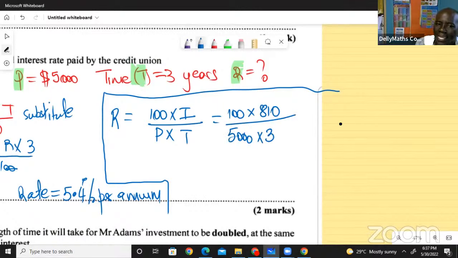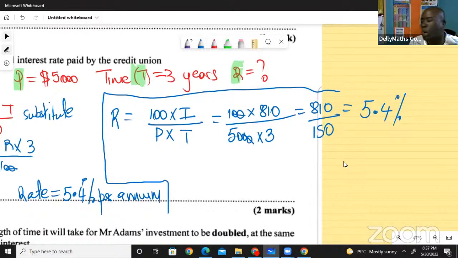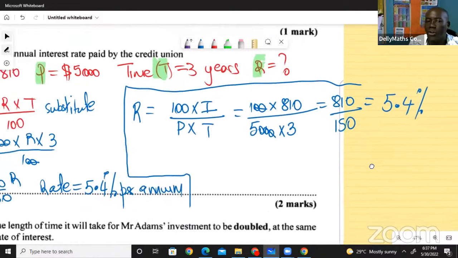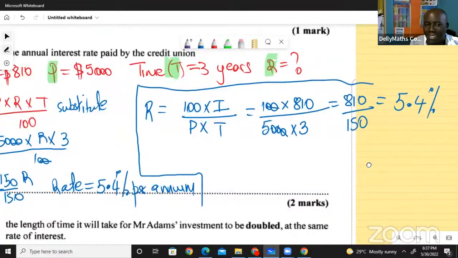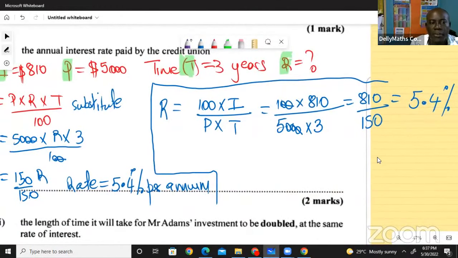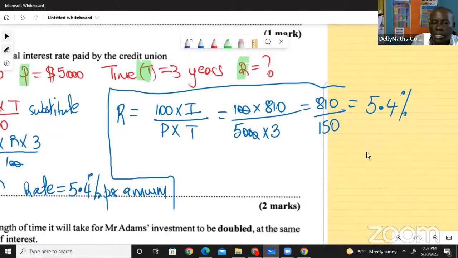So if you want to do some canceling, you can. So these zeros could cancel that. So we actually have 810 at the top over 150. You do realize it's the same numbers coming back, 5.4%. So the rate is 5.4%. So it's up to you if you want to work it like the original formula and substitute, or if you claim that you know your rate formula by itself, you set it up or transpose for rate and work it. I promise you will get the same answer, and it doesn't really matter.